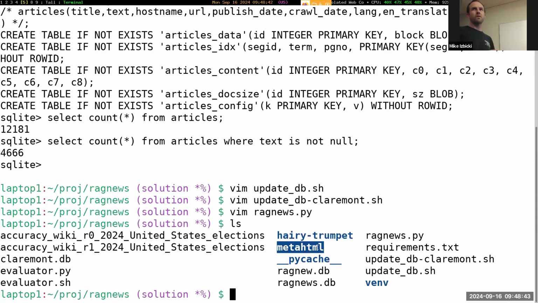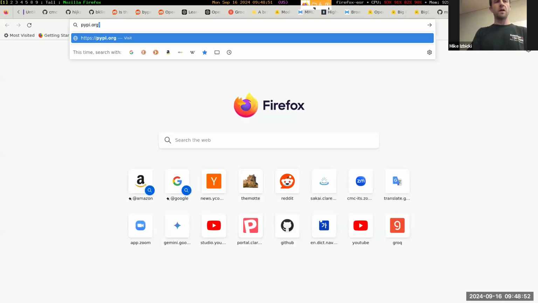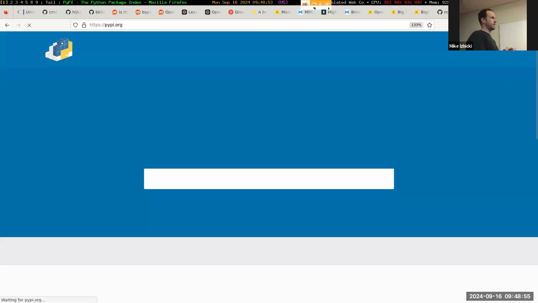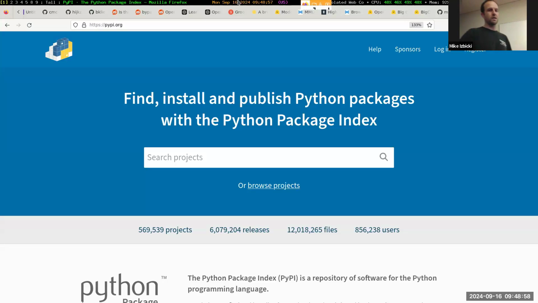Is meta HTML a valid PyPI package? This is an interesting question worth talking about for a second. Python has this ecosystem of distributing packages, pypi.org. When you do something like pip install, by default it searches this repository. It's not a Git repository, but it's a package repository to install things. And one level of the question is, is this meta HTML library published up here somewhere? The answer is no, it is not available on pypi.org.